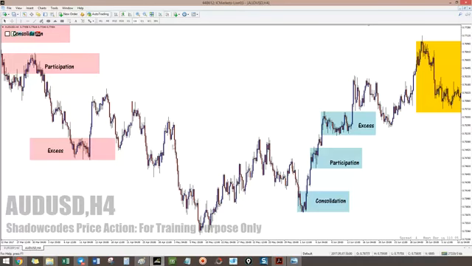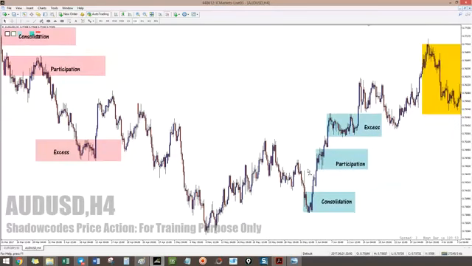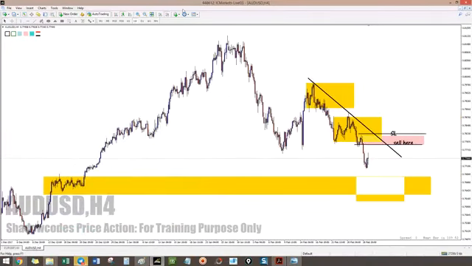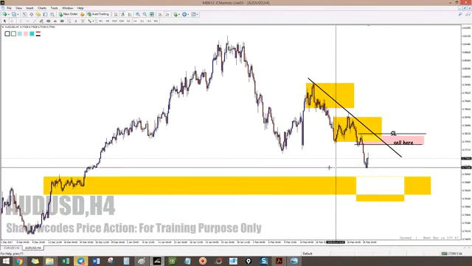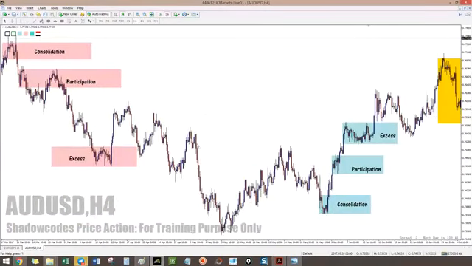On the chart, on the history, everything already happened. So you can say this one, this one, this one. But on the live chart, for example, you need to predict where the next structure will happen. So that is the difficult part. So in this previous market, just learn how to identify consolidation, participation, and excessive.